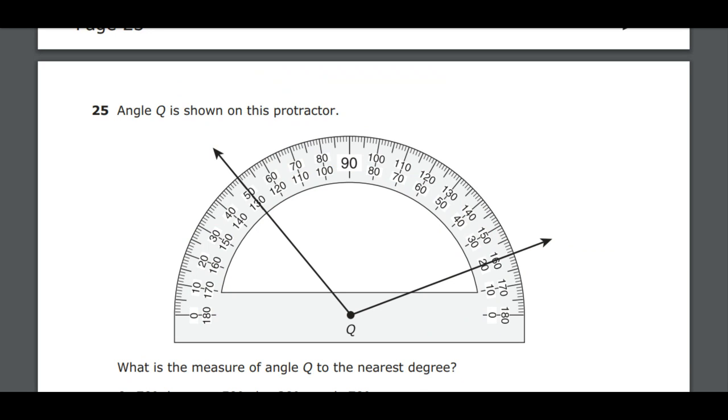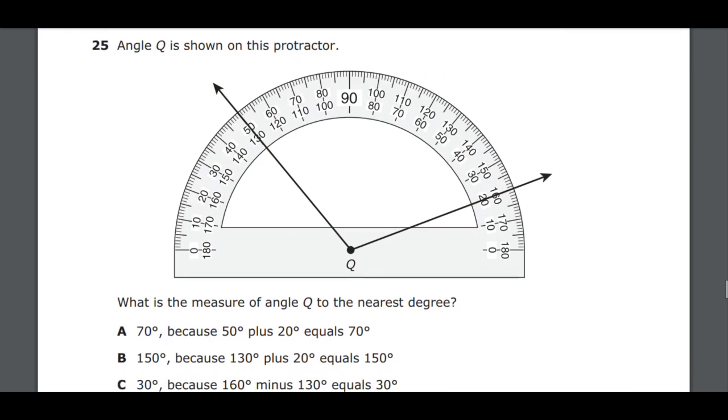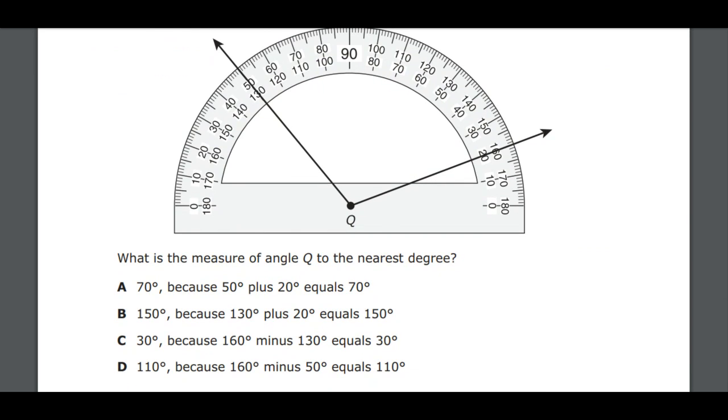25. Angle Q is shown on this protractor. What is the measure of angle Q to the nearest degree?